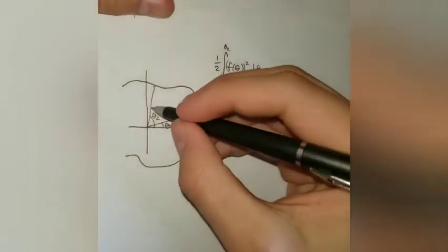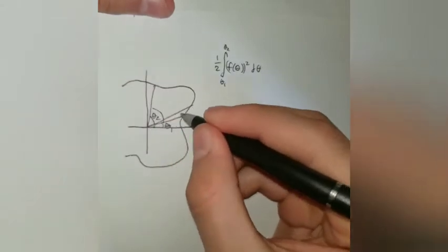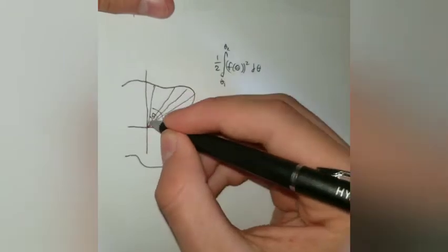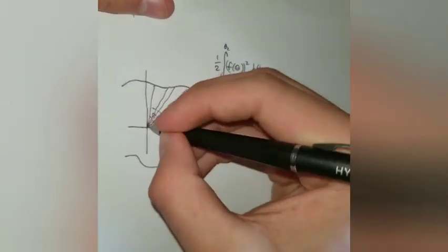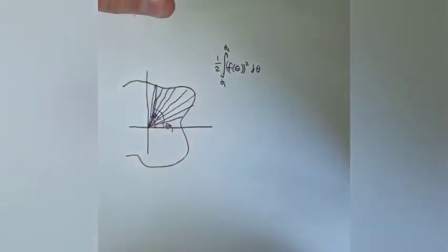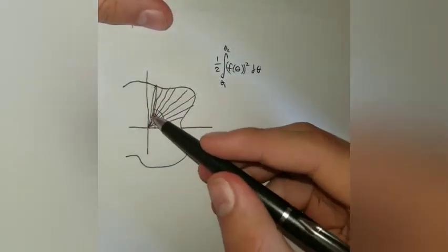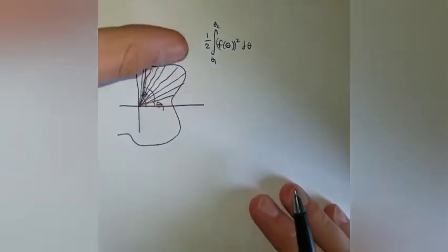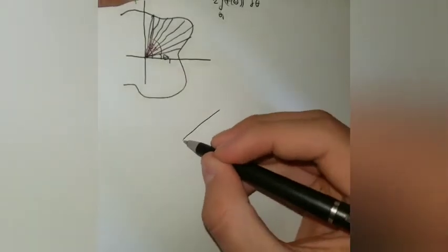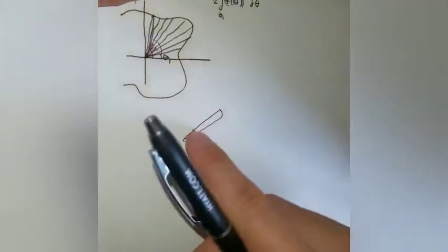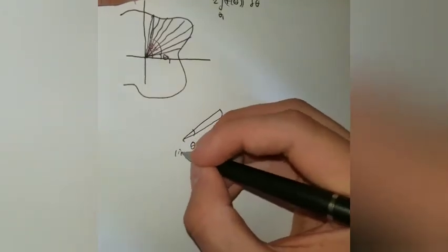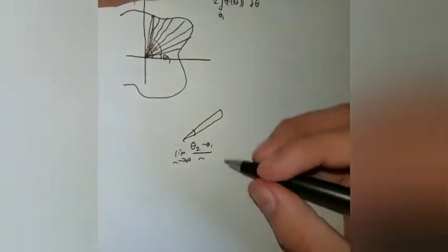In this case, it's this angle. So we can split this angle into finite pieces, but we're going to take the limit as n approaches infinity. Unfortunately, I do not have the capability to draw infinite of something, so be patient enough to imagine this as infinity. So the angle of one of these pieces is theta 2 minus theta 1 over n, limit as n approaches infinity.